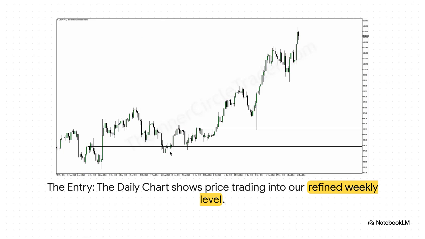And finally, the entry. Dropping down to the daily chart, look at this. We see price trades perfectly down into our refined weekly level. It respects the order block, gives us multiple clean entry opportunities, and then begins that powerful expansion higher, aiming right for that external range liquidity we spotted on the higher timeframes. It's beautiful when it comes together.